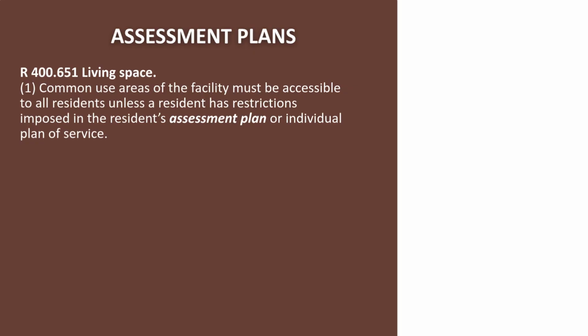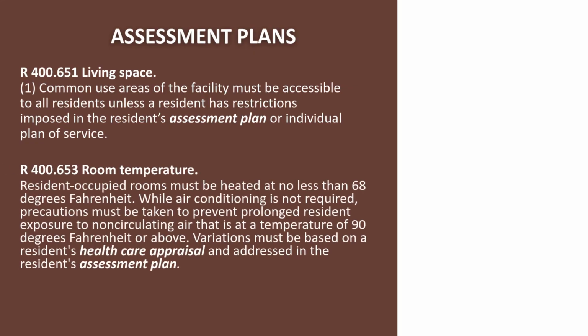Rule ending in 653 indicates that resident-occupied rooms must be heated at no less than 68 degrees Fahrenheit. While air conditioning is not required, precautions must be taken to prevent prolonged resident exposure to non-circulating air that is at a temperature of 90 degrees Fahrenheit or above. Any variations to this rule must be based on a resident's healthcare appraisal and addressed in their assessment plan.